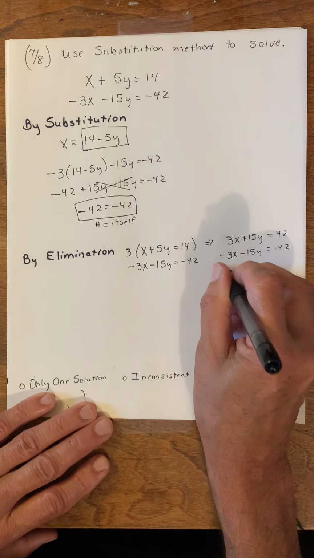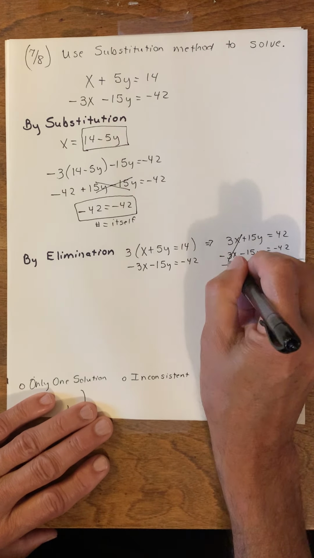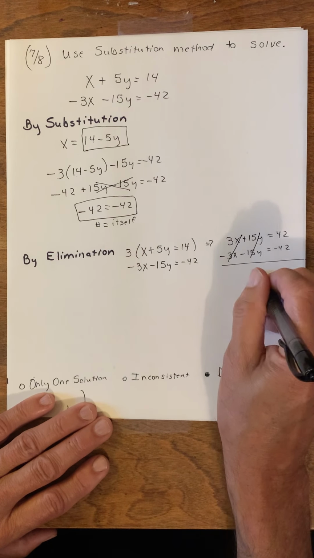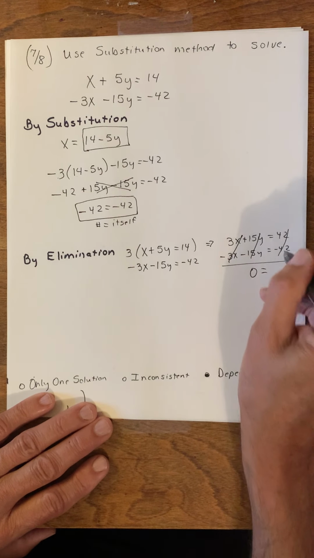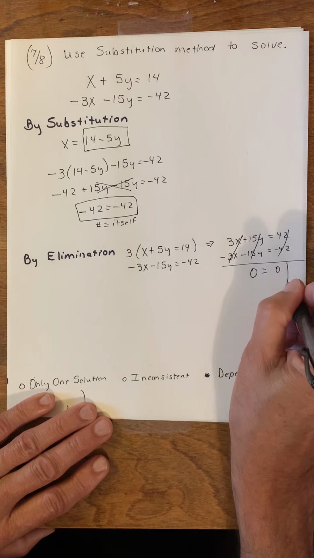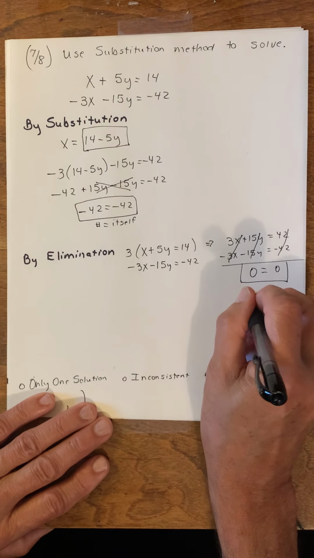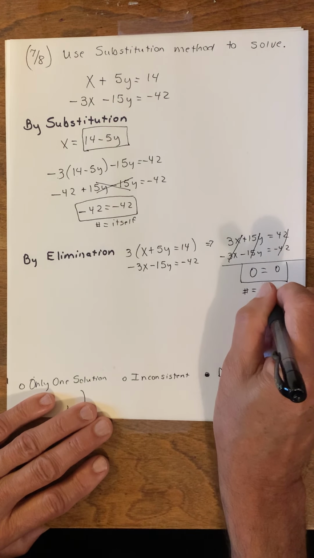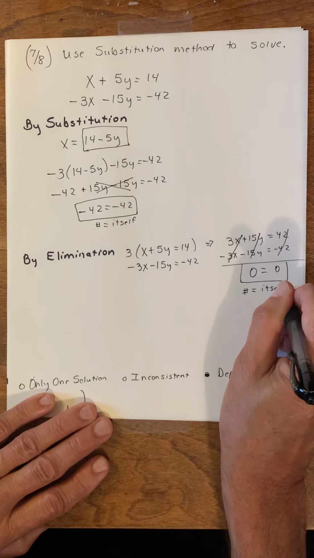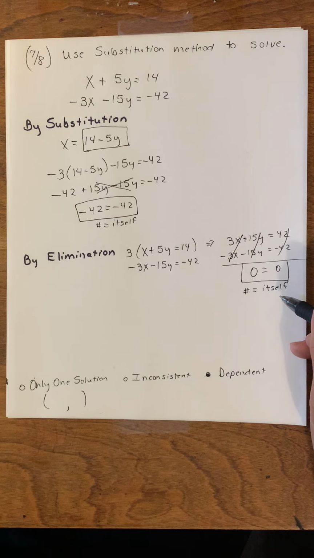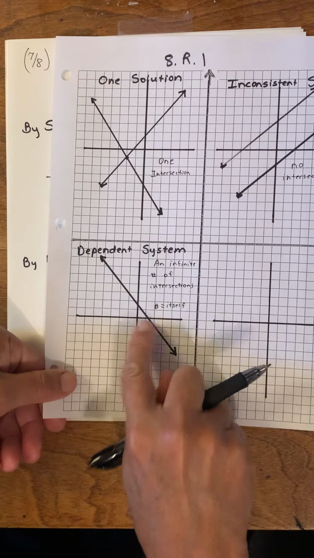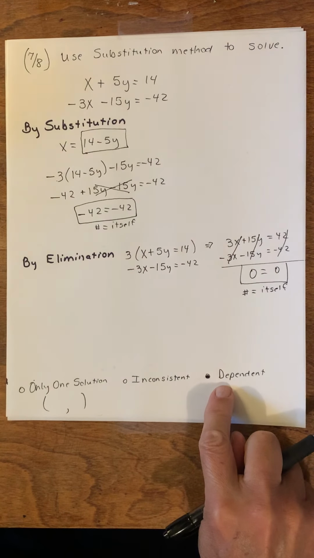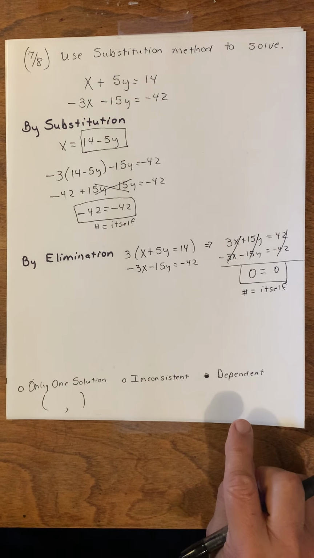Not only do I have opposites, but everything is an opposite. Opposites, opposites, I get 0 on this side. Opposites, 0 on this side. Notice what I got? A number equals itself. A true statement. Whenever I get that true statement, that tells me I have a dependent system. The two lines simply overlap.